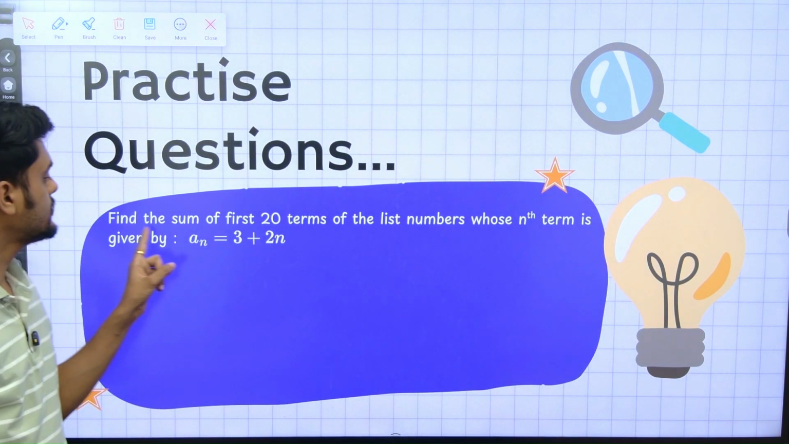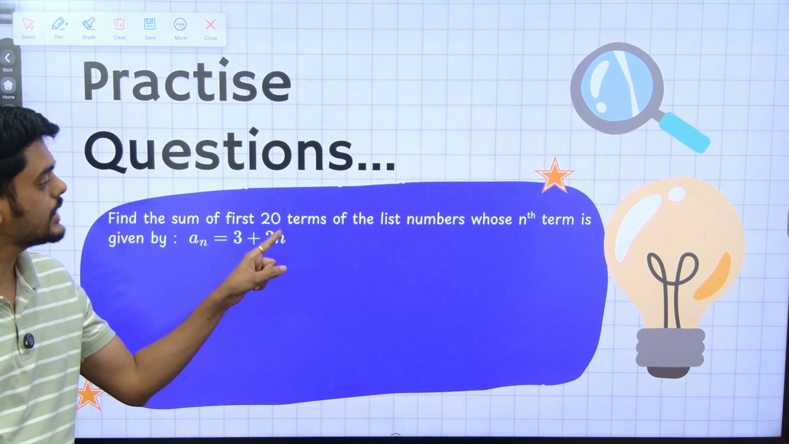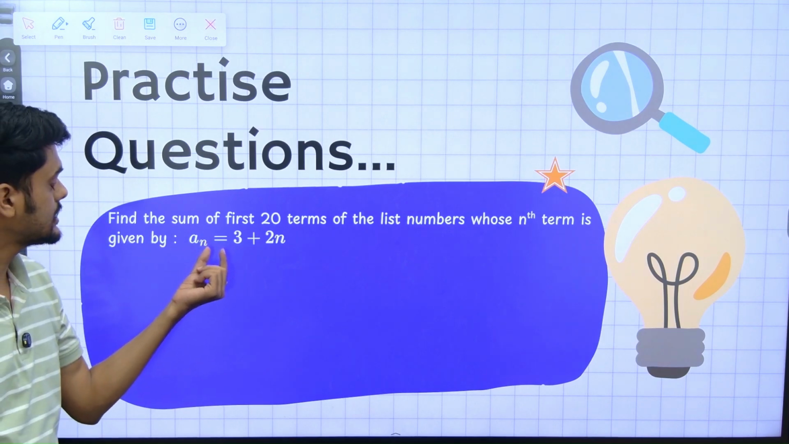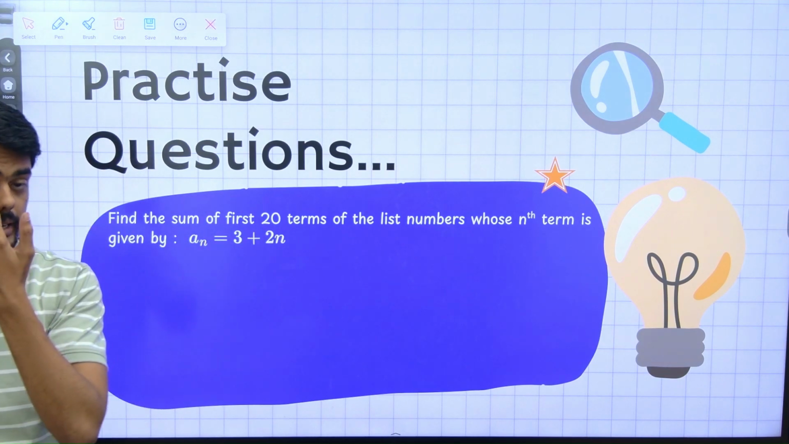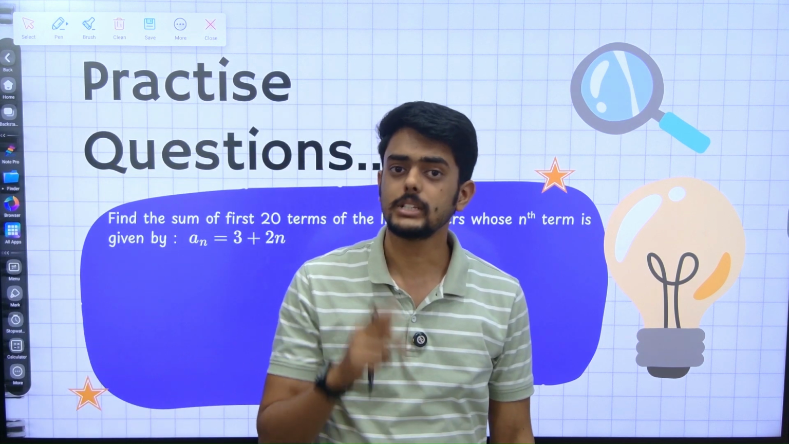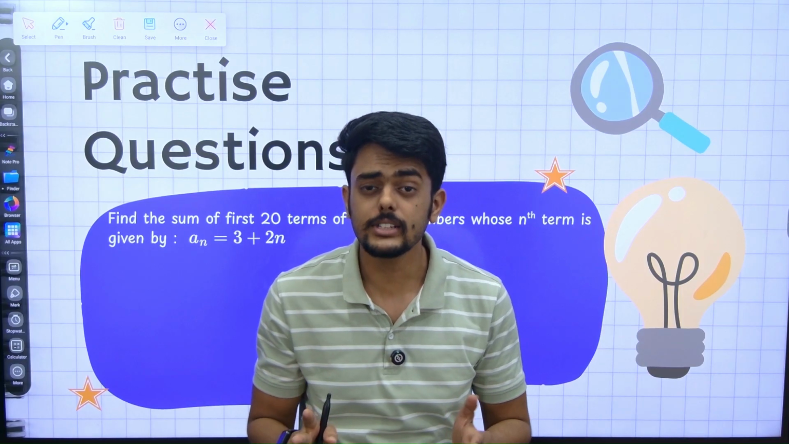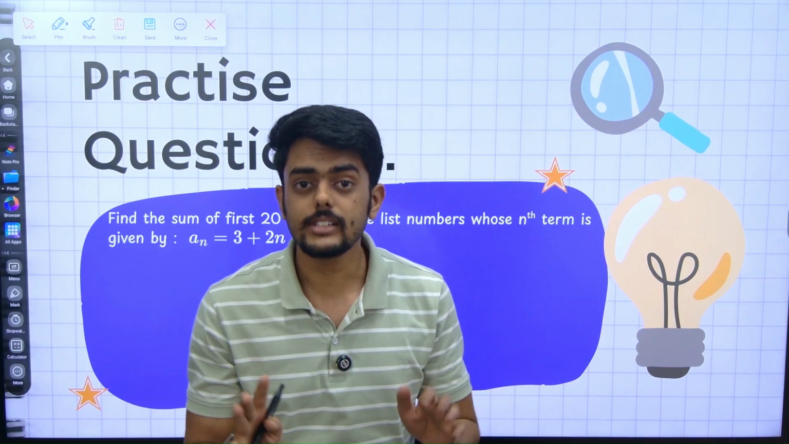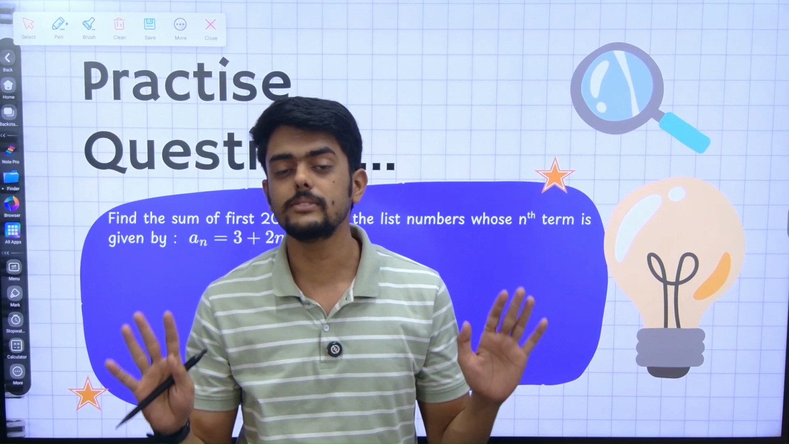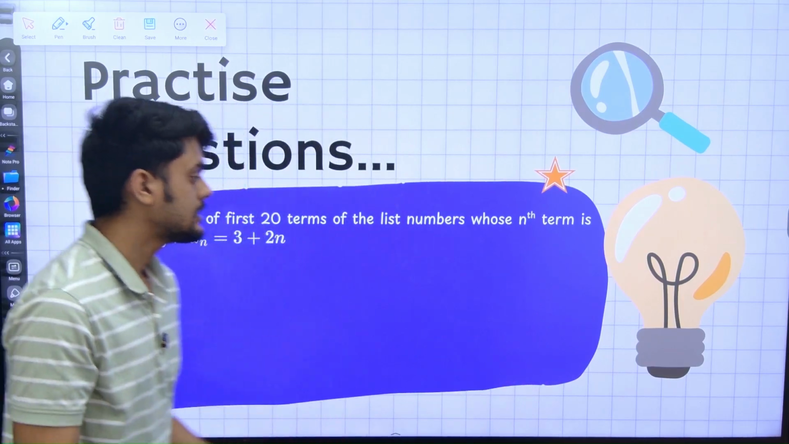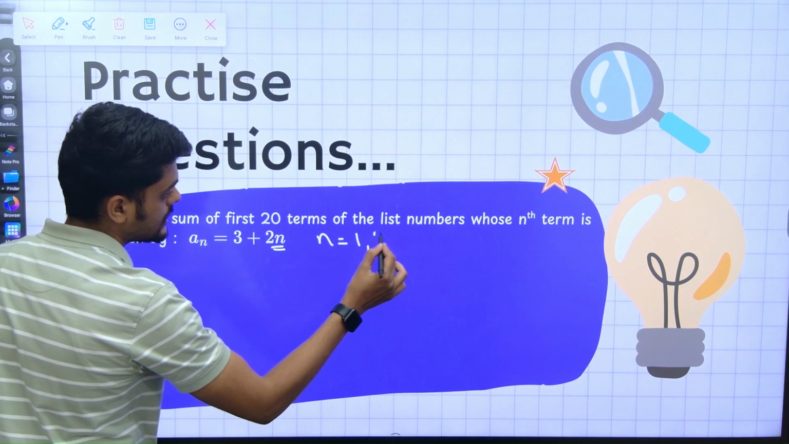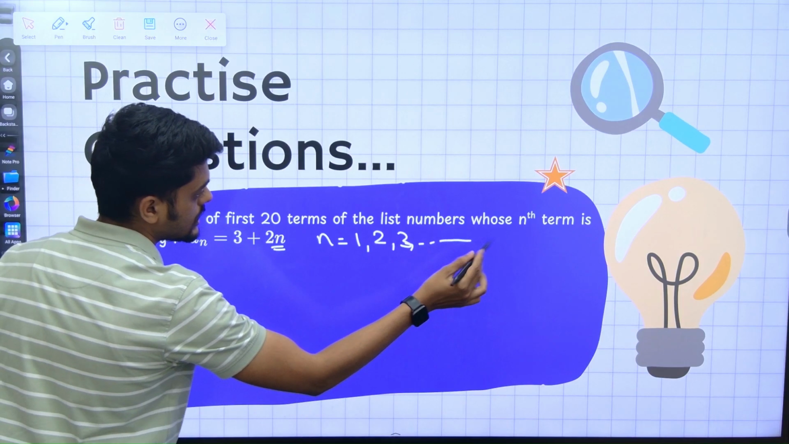It states that you need to find the sum of first 20 terms of the list of numbers whose nth term is given as an, equal to 3 plus 2n. Now, can you calculate the zeroth term of any AP? Try to think about it. The answer is no. We can always calculate the first term and then move to the second term. There is no zeroth term within any AP. So the value of n always starts from 1 and then moves ahead.